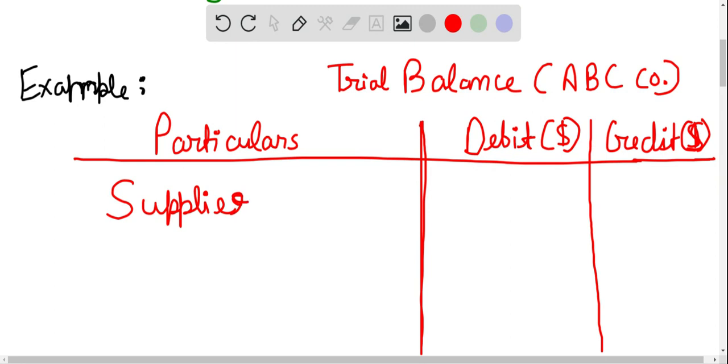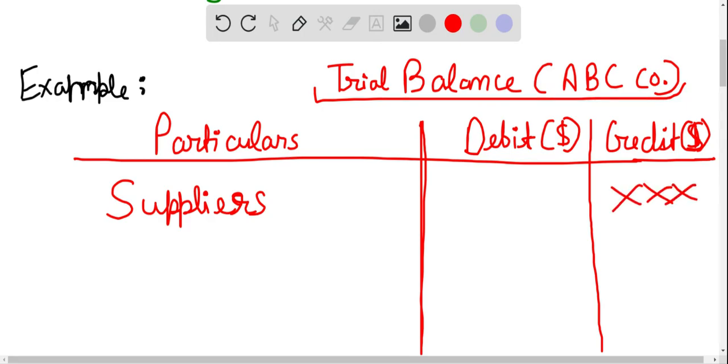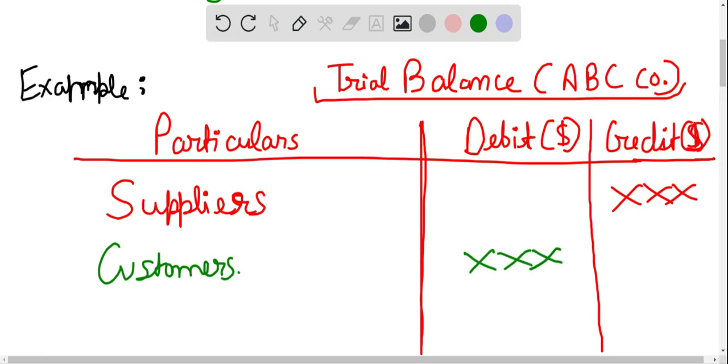Now let's say suppose we have suppliers. So I am drawing the specimen of trial balance. Okay. So suppliers will always have a credit balance. If the ABC company is preparing its trial balance for the given financial year, the suppliers who are acting as suppliers for ABC company will have credit balance in books of ABC company. However, customers from whom the ABC company is likely to recover the amount will have debit balances.